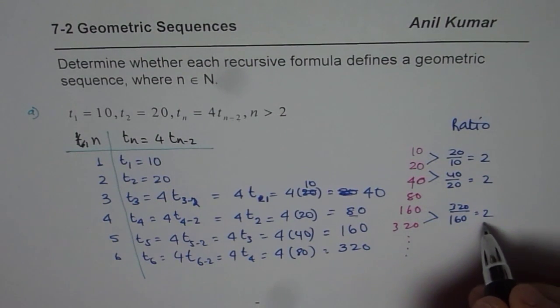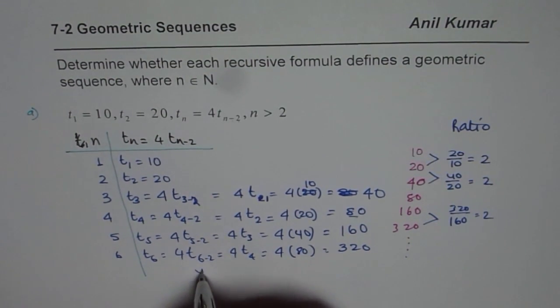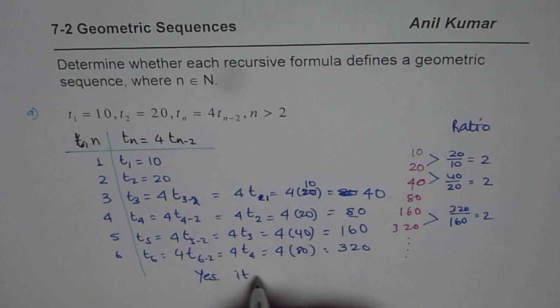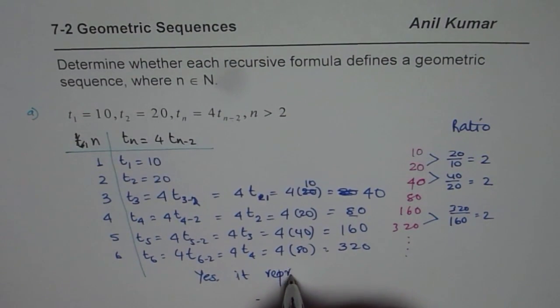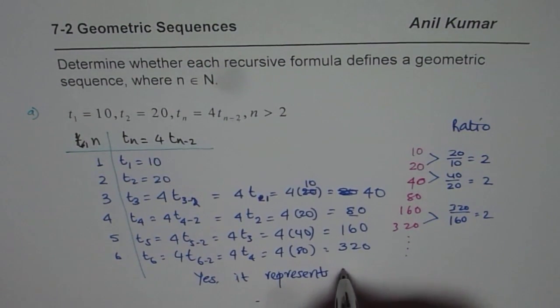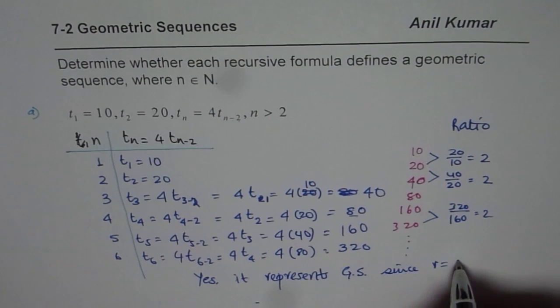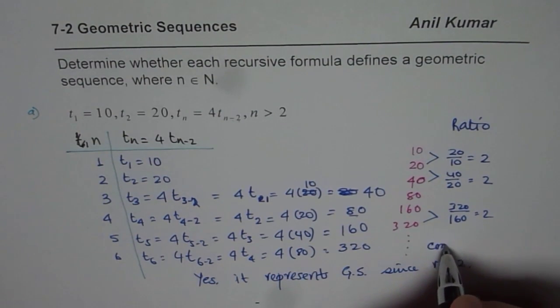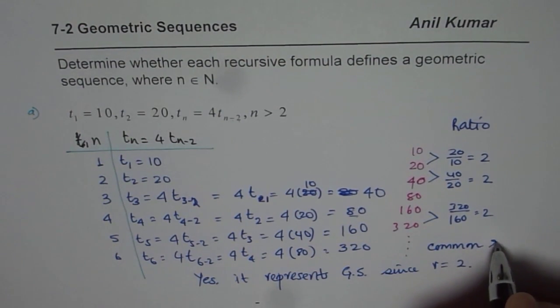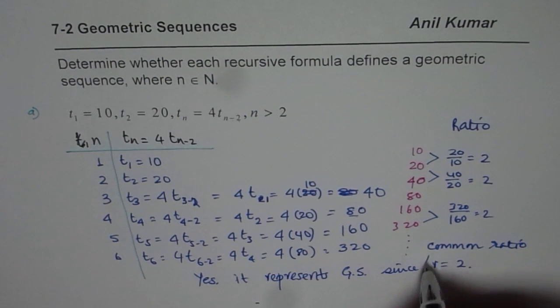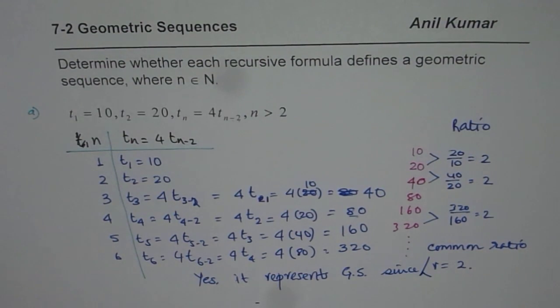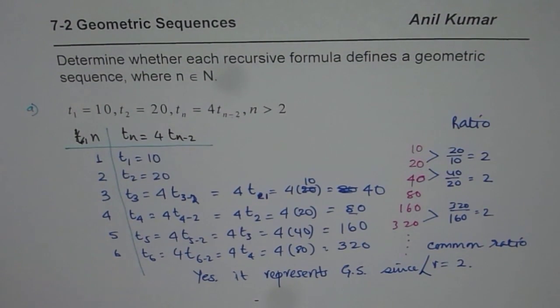Since the common ratio is constant, we say yes, it represents a geometric sequence, since our common ratio is 2. I should write: common ratio between subsequent terms is constant, and it is 2. So that is how you can actually answer these questions. I hope that helps. Thank you, and all the best.